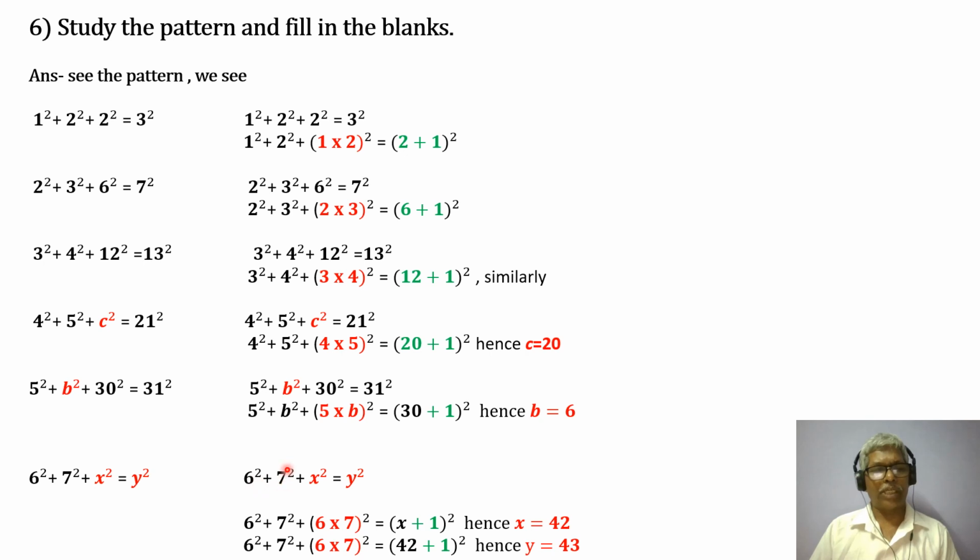6 square plus 7 square plus x square equal to y square. So x will be 6 into 7. You have seen here. Okay. And y will be x plus 1. The result of this, or this x plus 1 will be y. 6 into 7, x will be 42 and y is 42 plus 1, that is 43.